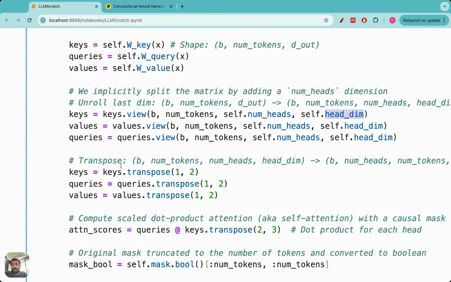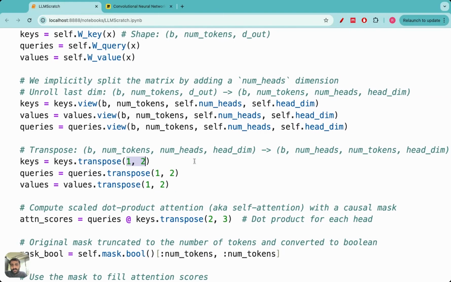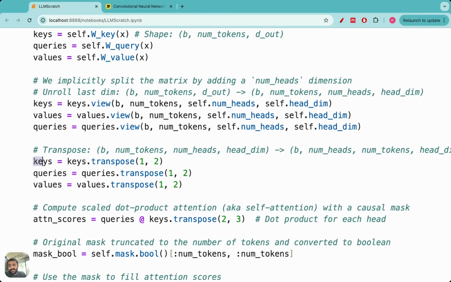So what I'm going to do in the code also, you'll see we are going to transpose keys, queries and value, and we are going to transpose 1 comma 2. Now why do we do 1 comma 2 over here? Because Python has zero indexing. So index 0 is this. Since we want to interchange the number of tokens and the number of heads, the indexes which we need to transpose are index number 1 and index number 2. That's why we are doing keys, queries and value transpose 1 comma 2.